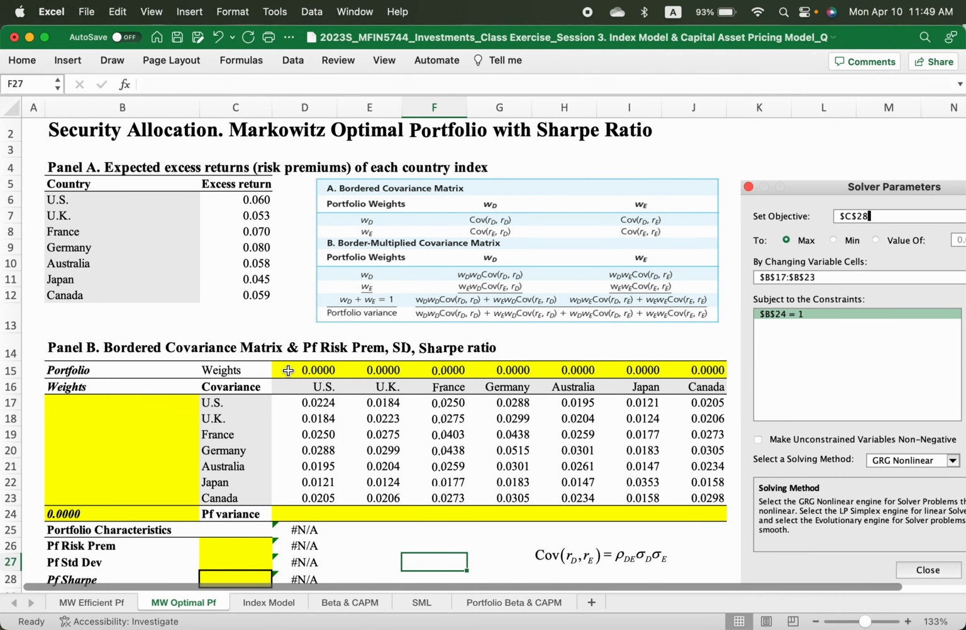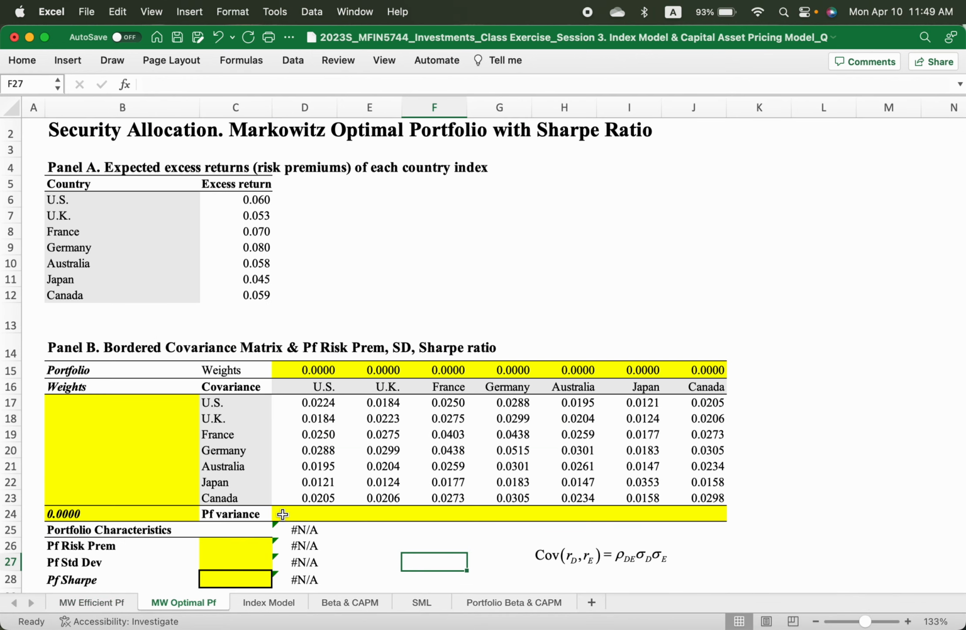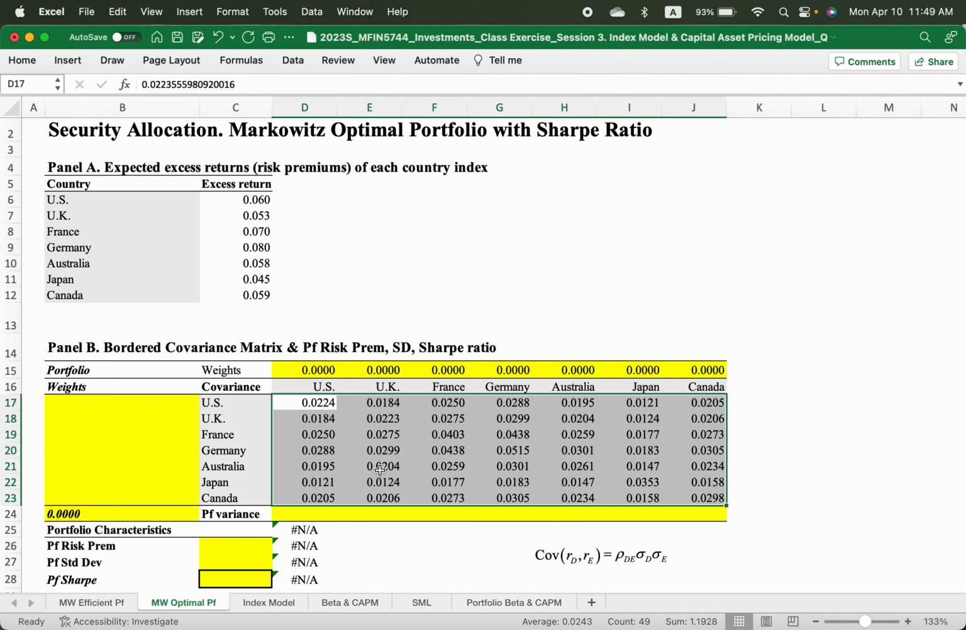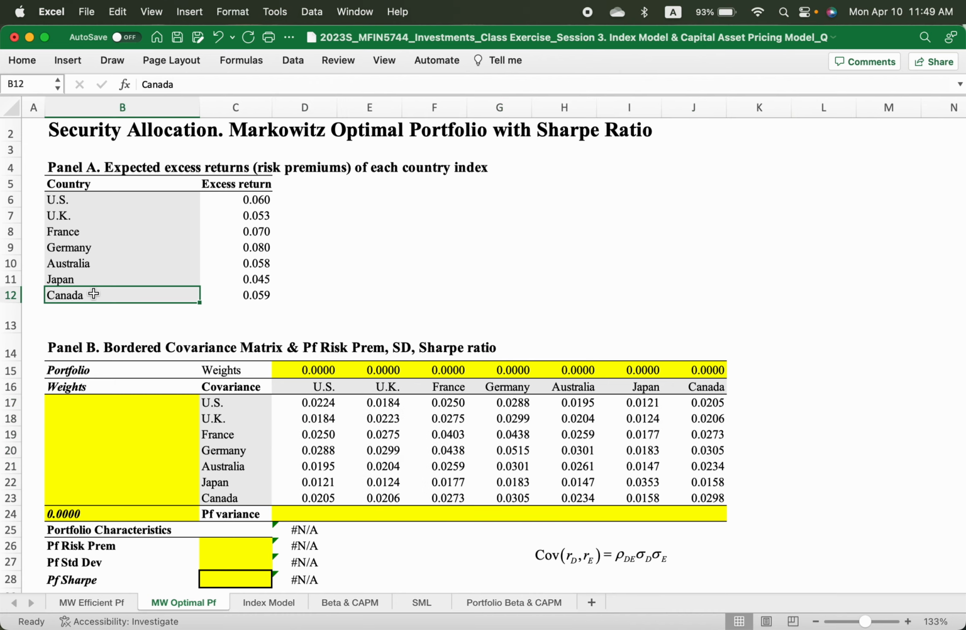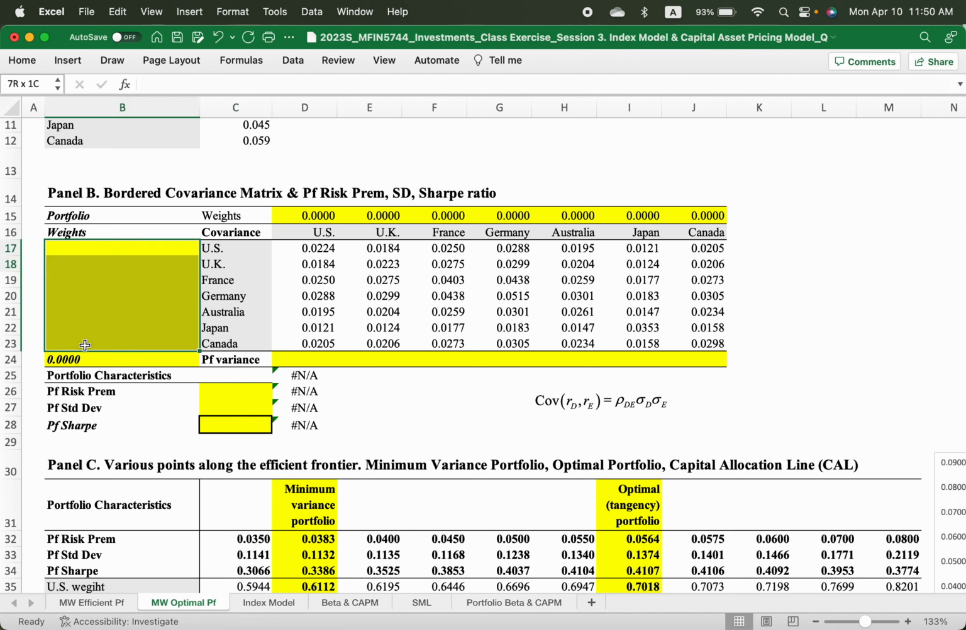So we are using a slightly different model. Once we practice how to calculate the portfolio covariance matrix, we'll directly calculate the portfolio variance from this covariance matrix. Okay, in this case we have the U.S., U.K., France, Germany, Australia, Japan and Canada, and we need to collect the excess return from the security analyst. Then let's find the portfolio weight, right? Portfolio weight.